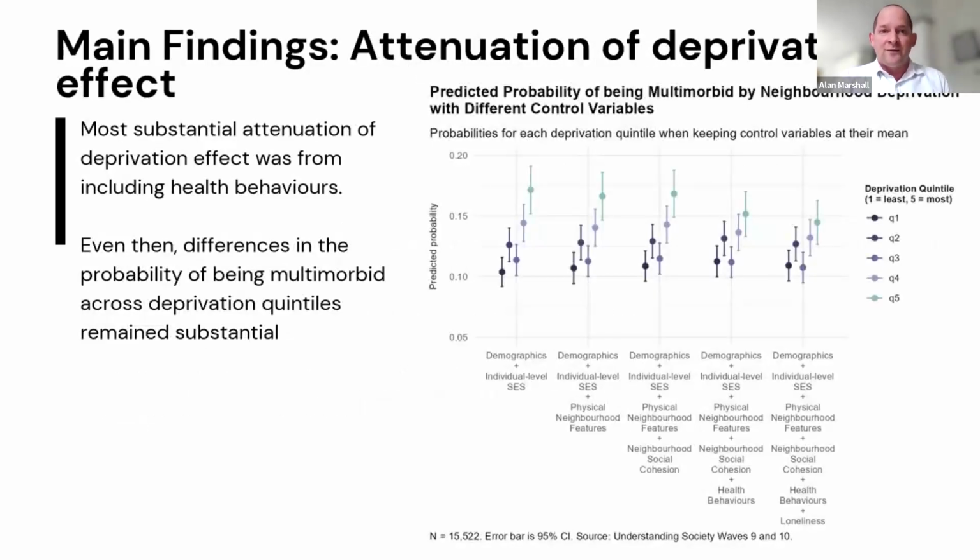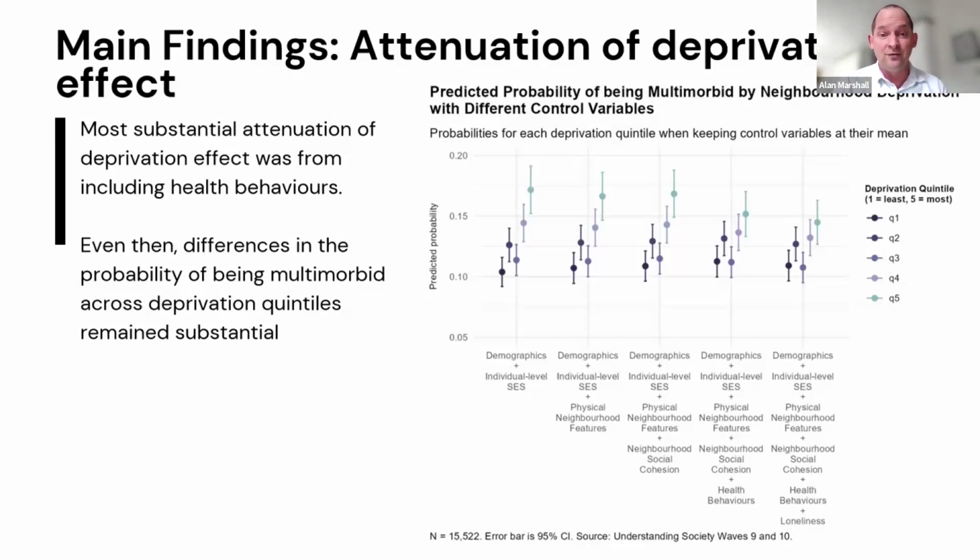So here's a graph just to look at how the association between neighbourhood deprivation and multimorbidity changed across our models. And I guess the key finding here is that the most substantial attenuation in the link between neighbourhood deprivation and multimorbidity was after we included health behaviours. So just to talk about the graph here, along the horizontal axis, I've got the 5 different models we fitted. On the vertical axis, I've got the predicted probability.